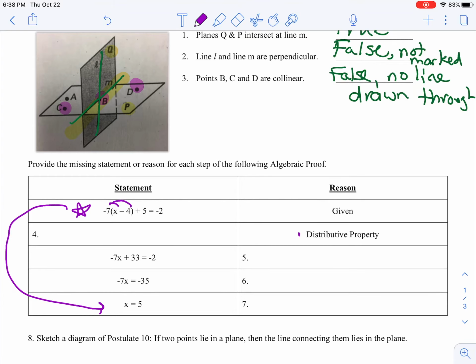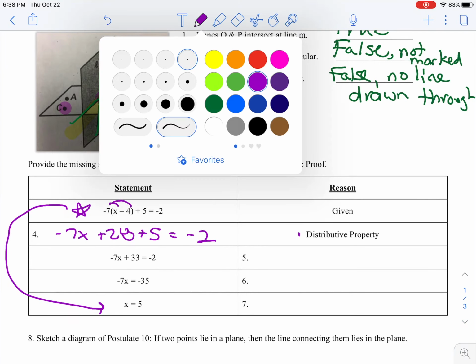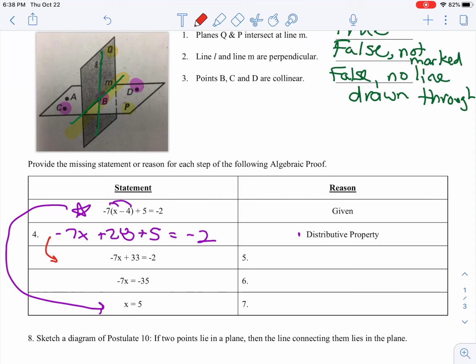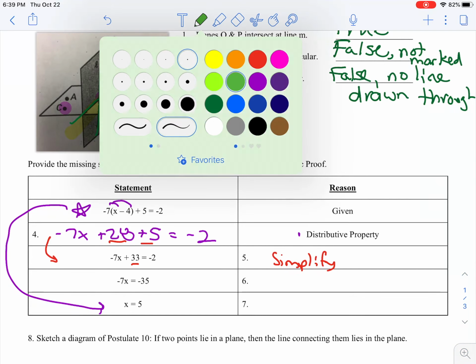And so what our statement would be after we perform the distributive property would be 7x plus 28 plus 5 equals -2. Okay, now we're supposed to fill in the reason. We see from this step down here, what happened? Well, this 28 and the 5 got added together to get 33. So when you add 28 and 5 together, what we're really doing is adding numbers, which is simplify. Or you could say add like terms or constants together. That's fine too.